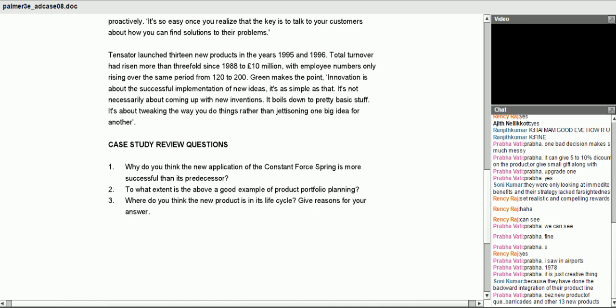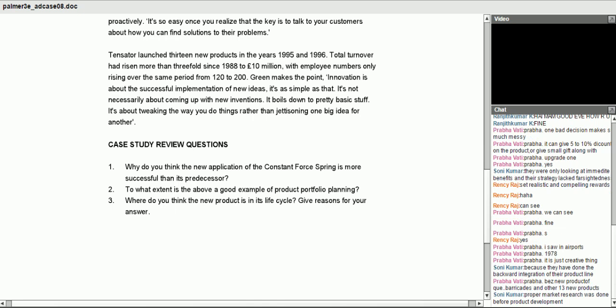Prabha is saying because of the new product, the queuing barricades, and 13 other new products. Yes, once this queuing barricade was a success, they went on for further innovation, and with further research, they diversified their production into 30 new things. That was their key, the product market research, proper market research.